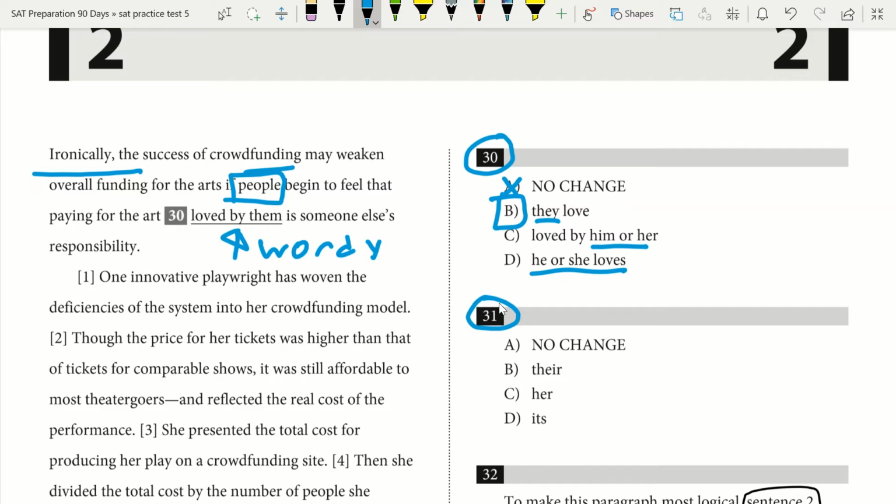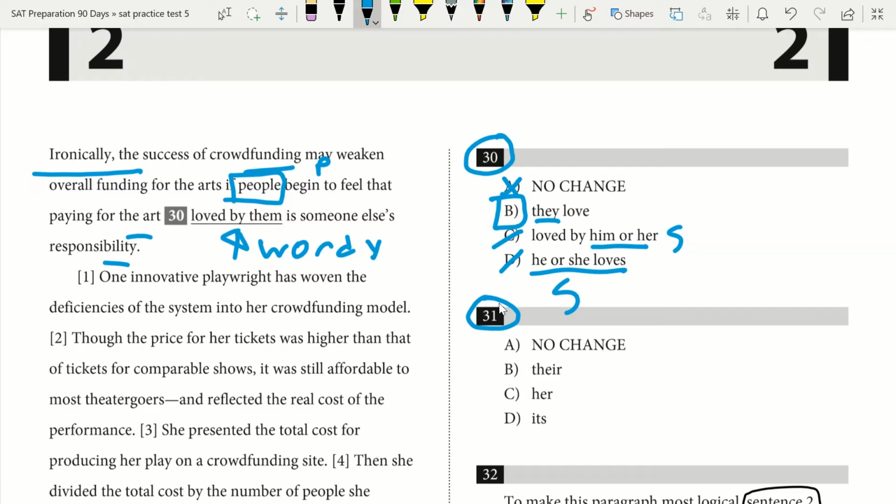If we look at our sentence here, we have the subject, people, right? People begin to feel that paying for the art they love is someone else's responsibility. Now, people is plural. Him or her is singular, and he or she is also singular. So I immediately know C and D have to be wrong. Then I'm left between A and B.